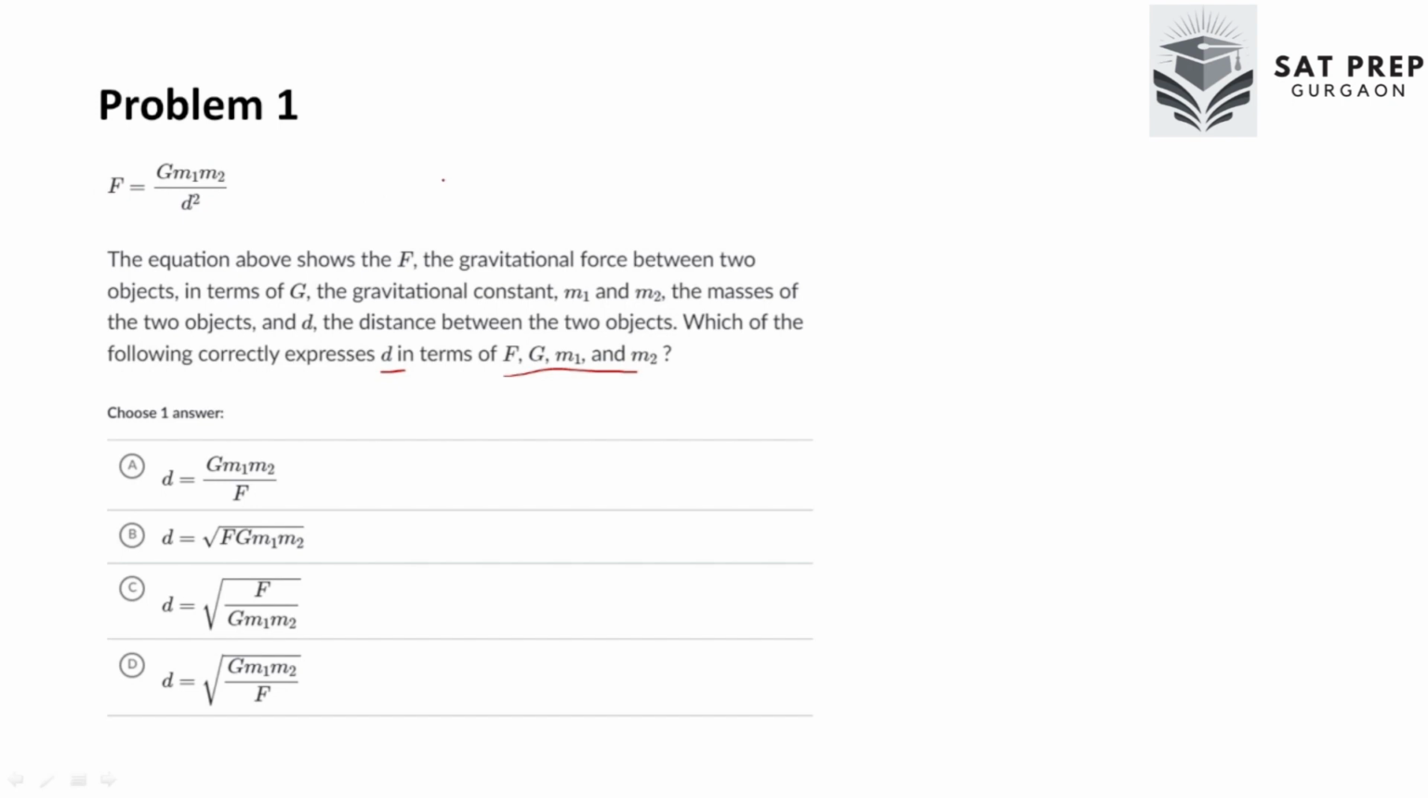Okay, so let's start by doing that. Let's take D square here, right? So this becomes G m1 m2 and we bring F on the right side. Now this is D square and not D. So all we need to do is take a square root. G m1 m2 by F. This expression doesn't change, right? So D is the right answer.